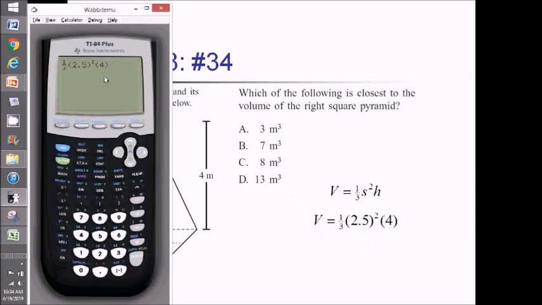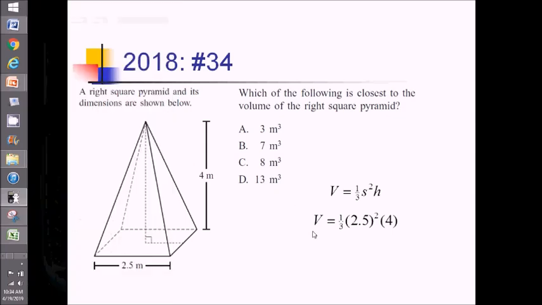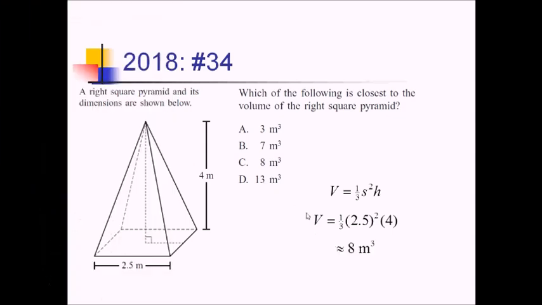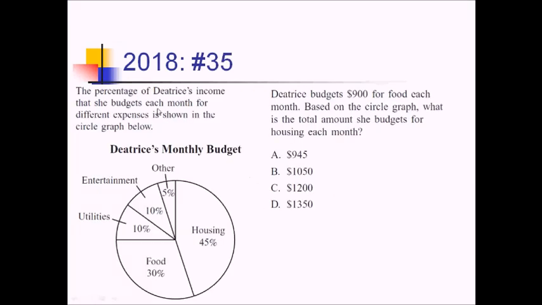So just entering that in the calculator, and I used my fancy fraction form for 1/3 there. That was alpha y equals to get that. So press enter. We got about 8.3, so that's roughly 8 cubic meters, which would give us answer choice C. For number 35, we've got Dietrich's budget here in circle chart form.